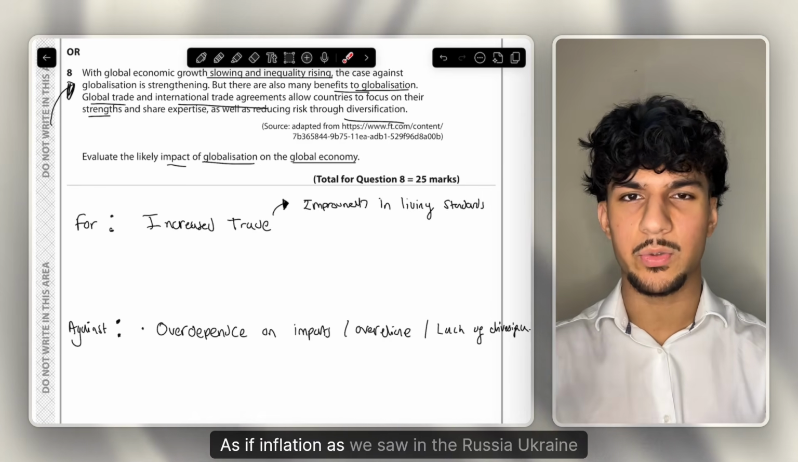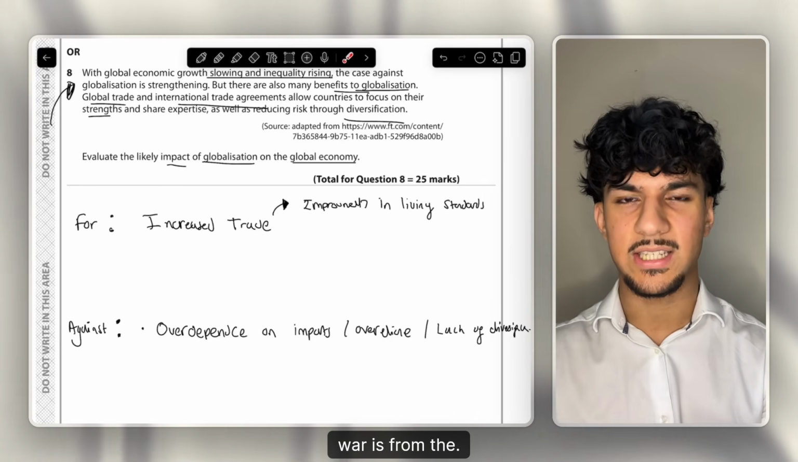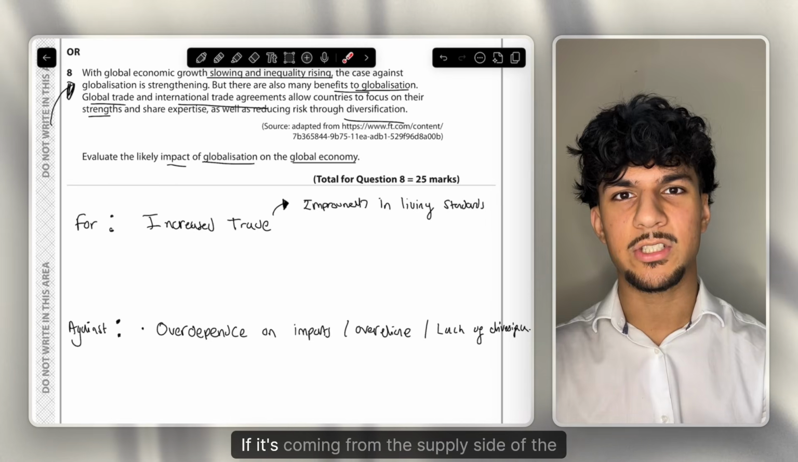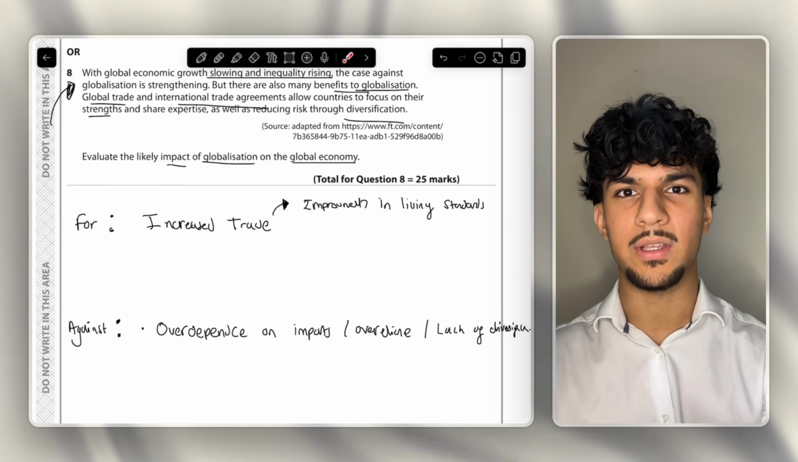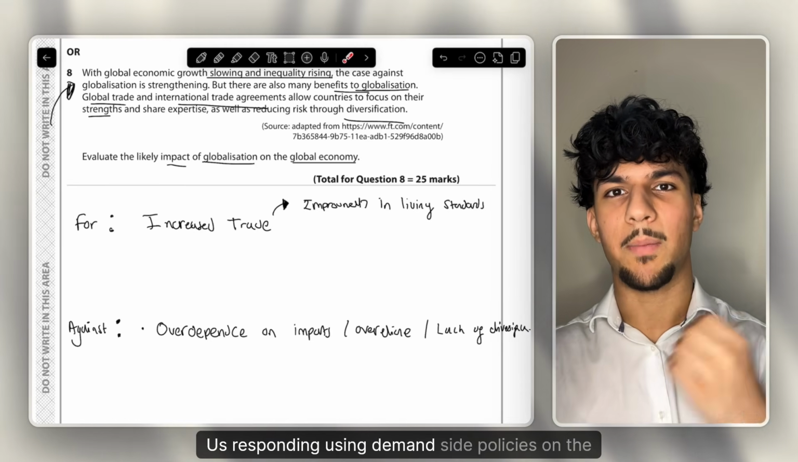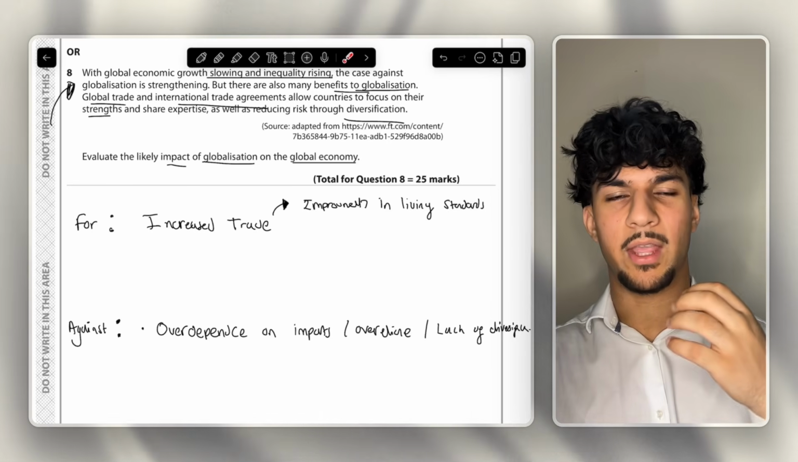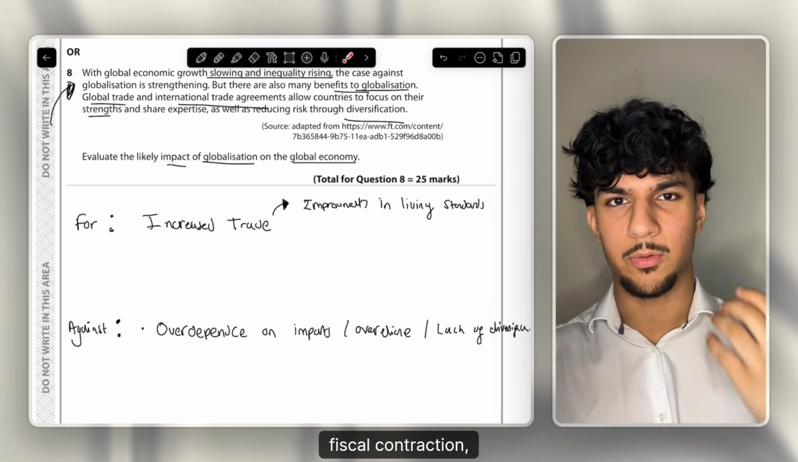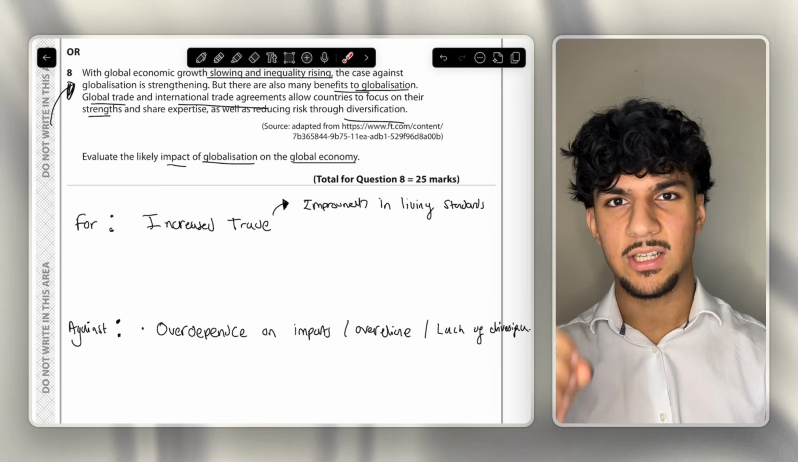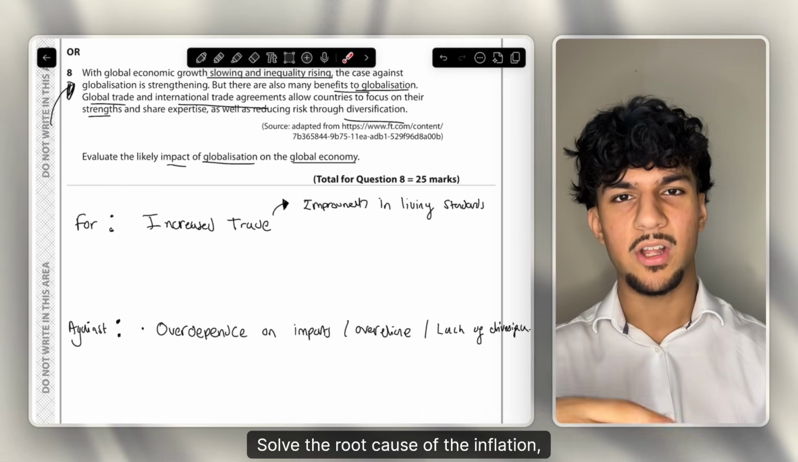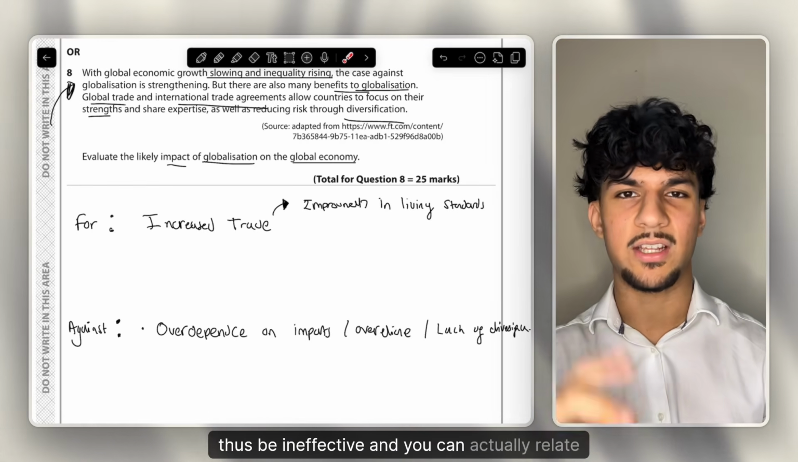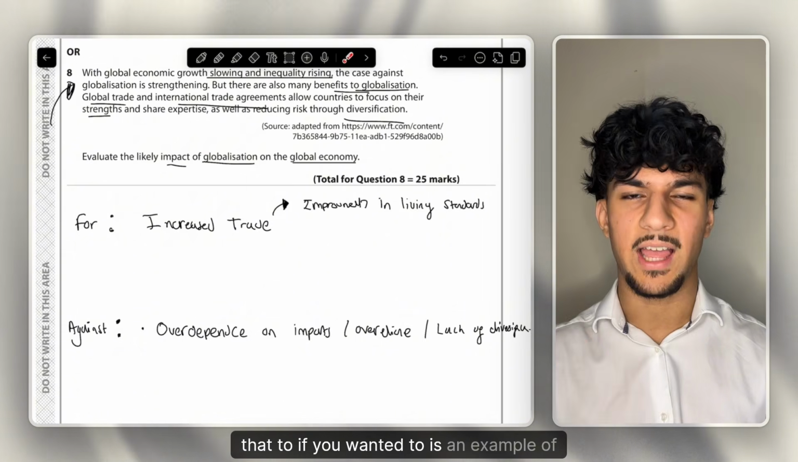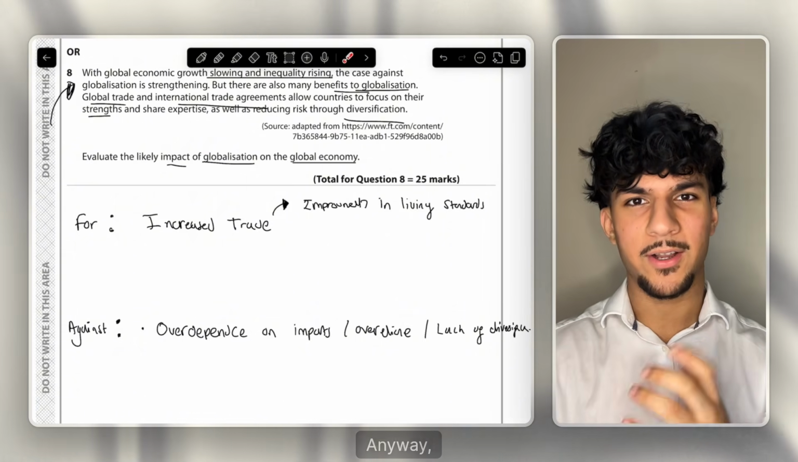As we saw in the Russia-Ukraine war, the inflation is a supply-side problem. If it's coming from the supply side of the economy, us responding using demand-side policies like contractionary fiscal and contractionary monetary policy will not actually solve the root cause of the inflation, thus being ineffective, and you can relate that, if you wanted to, to an example of government failure. Anyway, back onto the question.